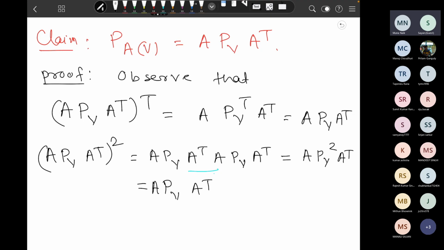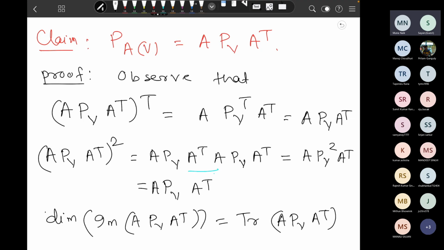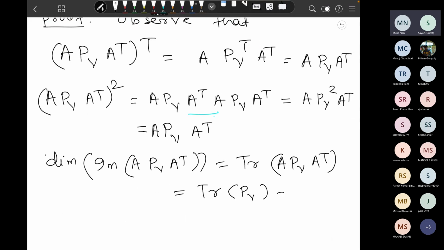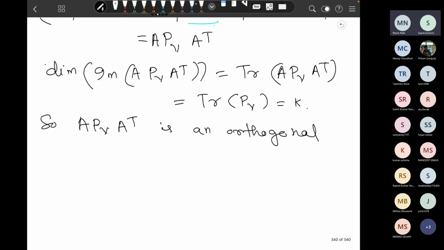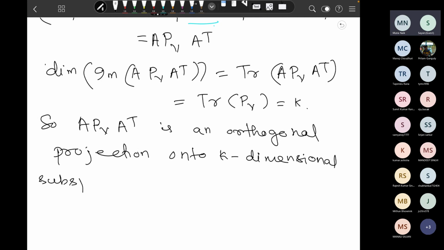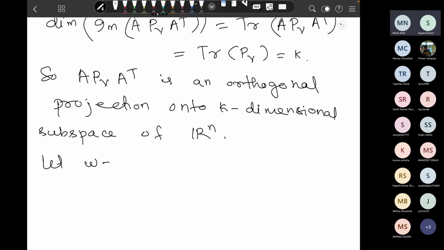Now since this is an orthogonal projection, the dimension of image of A P_V A transpose is equal to trace of A P_V A transpose, and this is equal to trace of P_V, because this is K. So A P_V A transpose is an orthogonal projection onto a k-dimensional subspace of Rn. But the thing is, AV is a k-dimensional subspace. So let W be equal to AV, where v belongs to V.